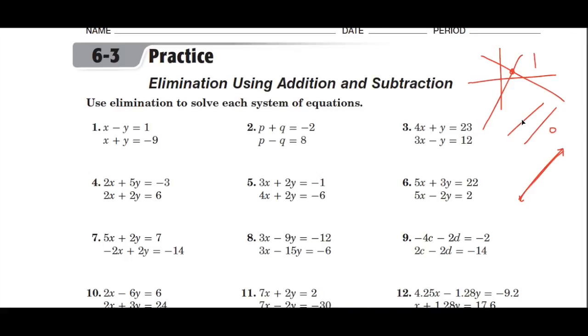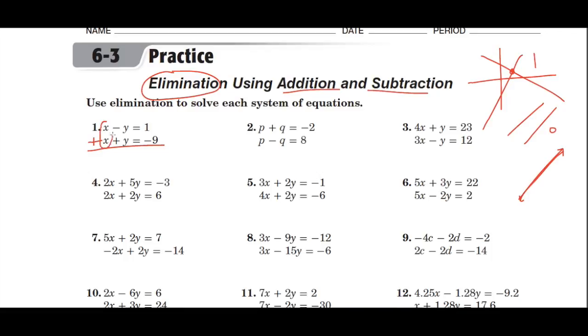Well, you don't always have graph paper handy, and those points where they cross aren't always at exact integers, so we have to have other strategies to use. And this strategy is called elimination, and you do that by either adding or subtracting the equations. Let me demonstrate. I am going to add these 2 equations together.